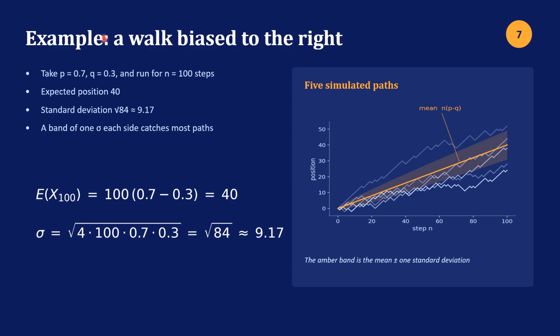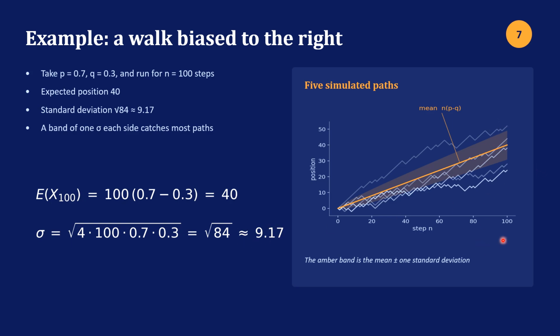Well, on this slide, we have an example of a walk biased to the right. We'll take P equal 0.7 and Q equal 0.3, and n steps, n equals 100. The expected position would be 40. That's just from our formula: n times P minus Q is 40. Then the standard deviation is the square root of 4npq, and that's about 9.17.